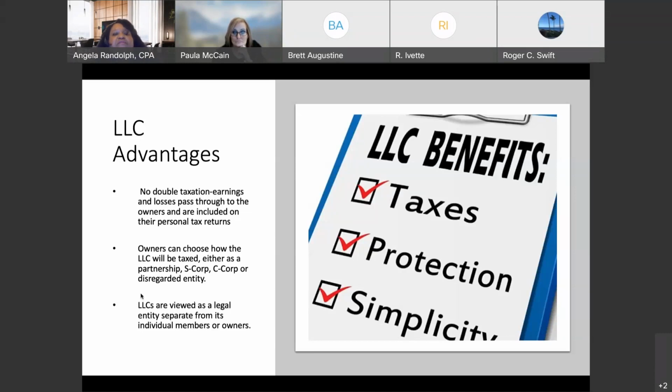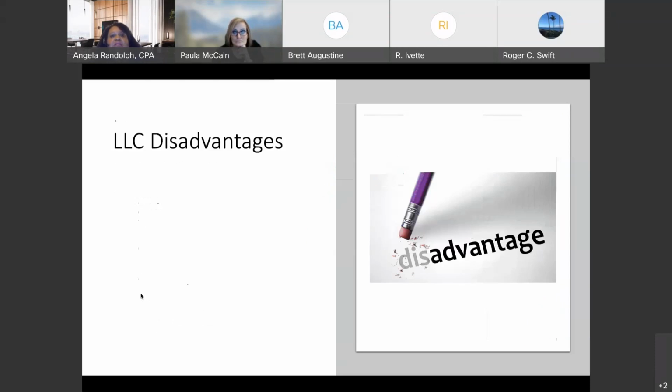And LLCs are viewed as a legal entity separate from its individual members or owners. Unlike the sole proprietor that we talked about, there was no legal entity. The business and the owner are one and the same. But for a limited liability company, it is viewed as a legal entity for state purposes. Okay, now on to the disadvantages.